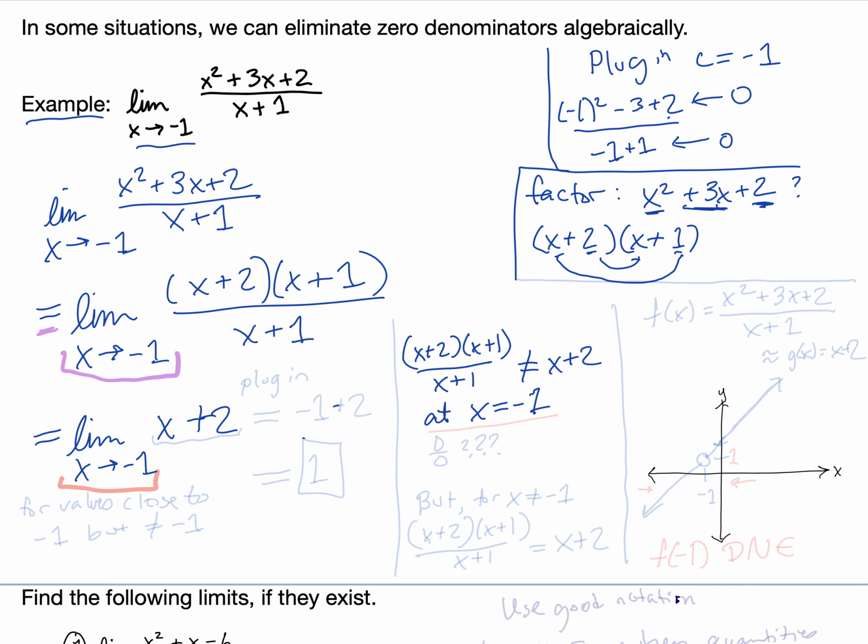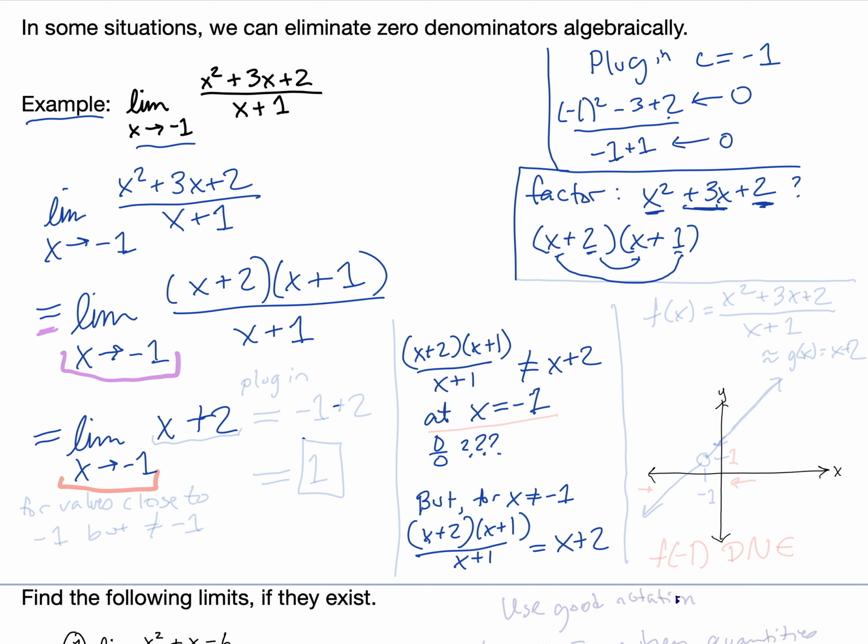Because at x equals negative 1, this would be 0 over 0, which is indeterminate. So it's not equal to that at all points, but for x not equal to negative 1, we're not dividing by 0, and this is an acceptable statement. So for x not equal to negative 1, x plus 2 times x plus 1 over x plus 1 is equal to x plus 2 because we're not dividing by 0.